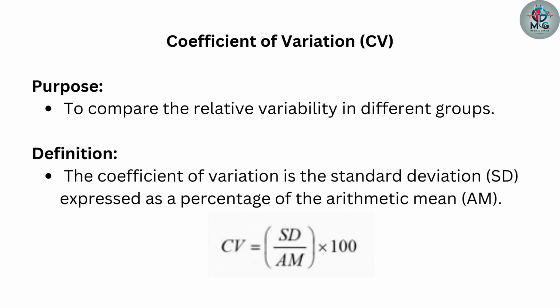Coefficient of variation. Purpose: to compare the relative variability in different groups. Definition: the coefficient of variation is the standard deviation expressed as a percentage of the arithmetic mean.